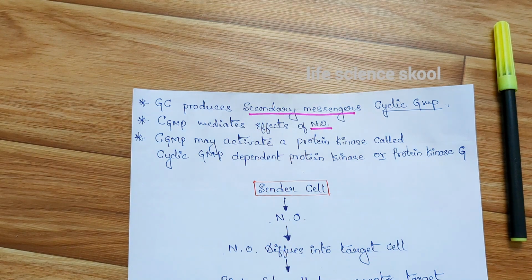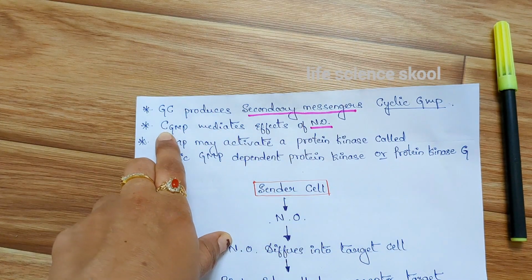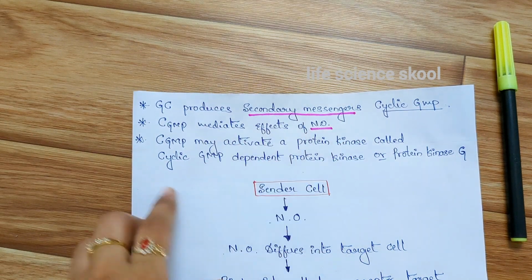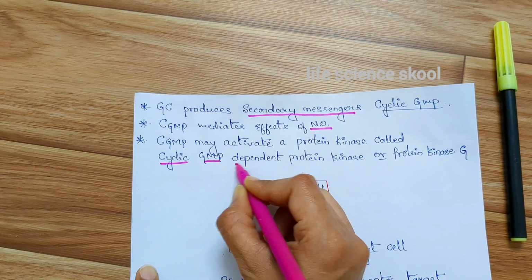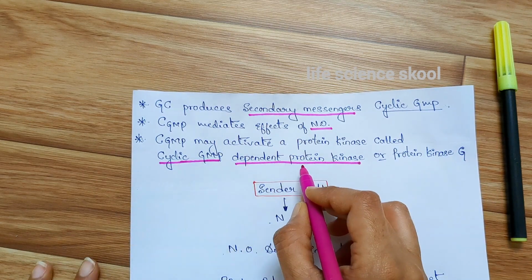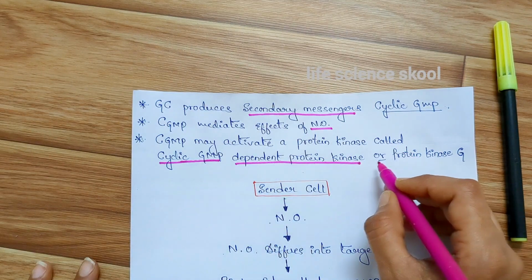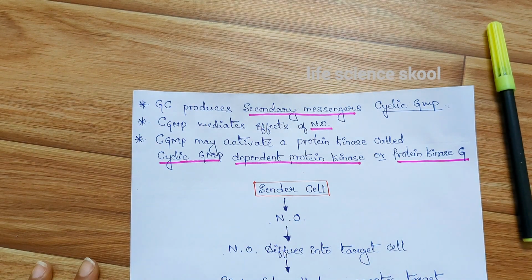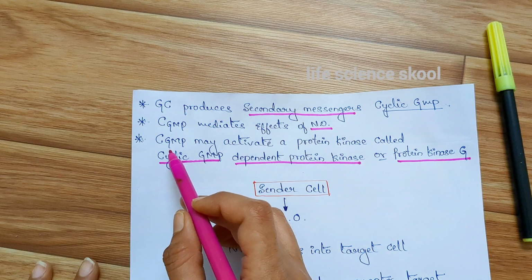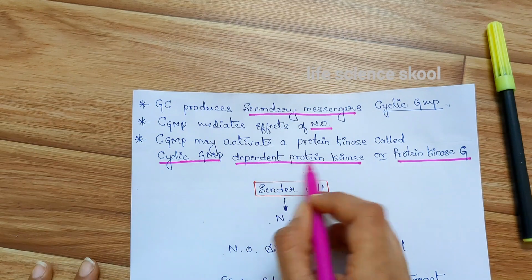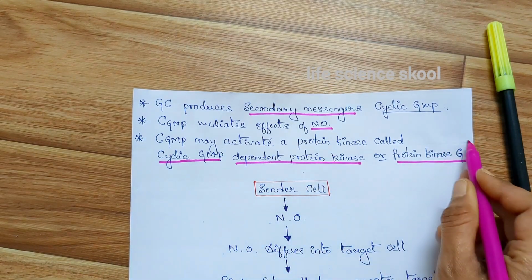What kind of response it should bring is all regulated by cyclic GMP. This cyclic GMP activates a protein kinase called cyclic GMP dependent protein kinase, which has another name, protein kinase G. I will repeat this point once again: cyclic GMP activates a protein kinase called cyclic GMP dependent protein kinase, or protein kinase G.